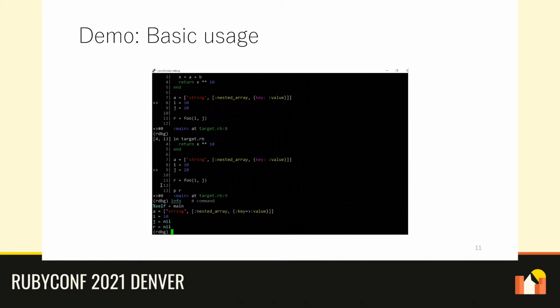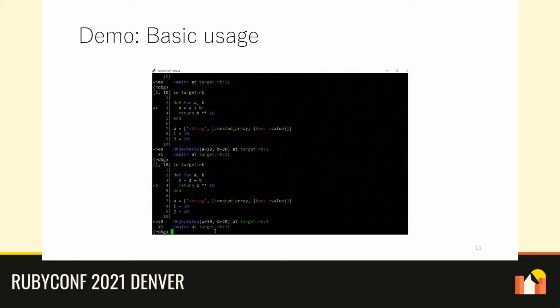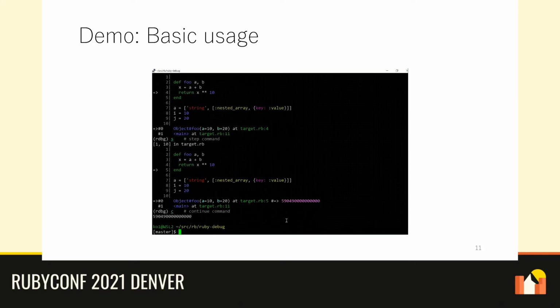We can step into the method foo, and we can see the backtrace here, with the given parameters. When the method is returning, we can see the return value here, and we can continue the rest of the program with the continue command.